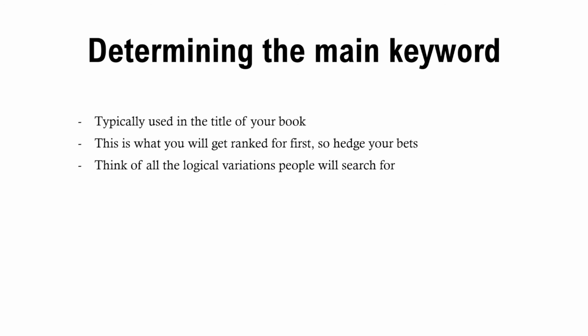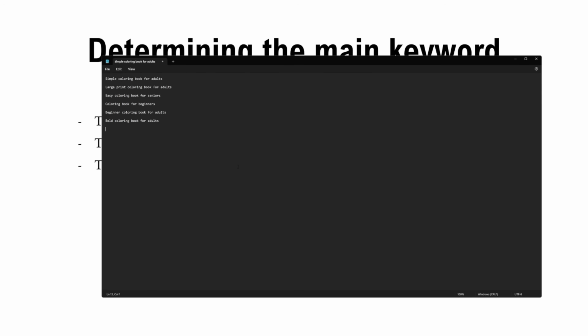So what I do is I think of all the logical variations people will search for within the niche that I'm targeting. Okay, so let's go ahead and assume that the niche that I'm targeting is going to be that easy coloring book for adults. So what I do when it comes to thinking of the different variations that people might be searching for, it's just to think logically and open up a notepad. So I'll just do that quickly now. Open up a notepad and just write down what you think are logical search terms that people are going to be searching for when it comes to the niche that you're in.